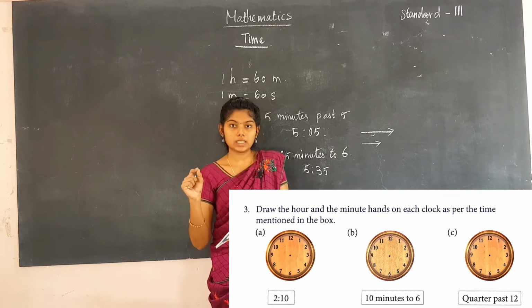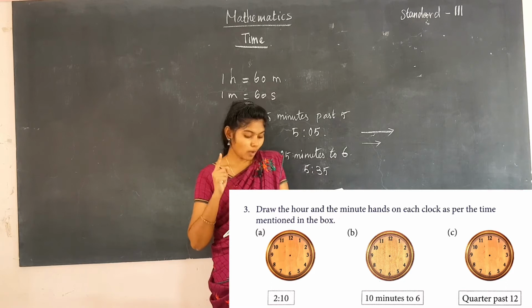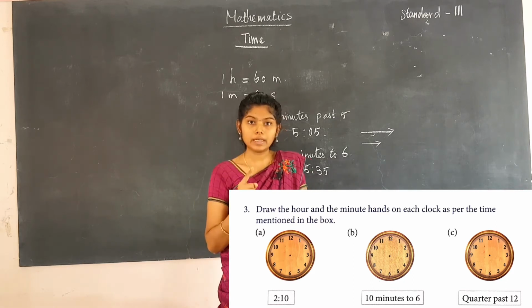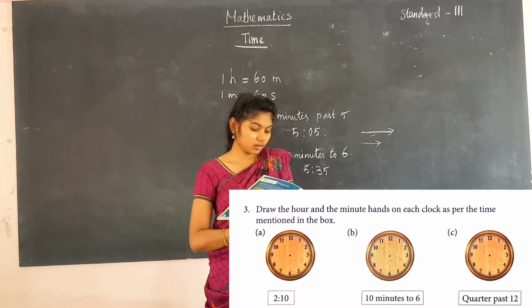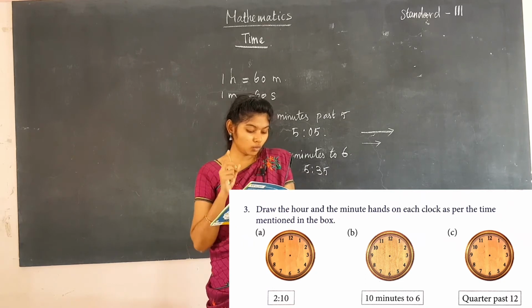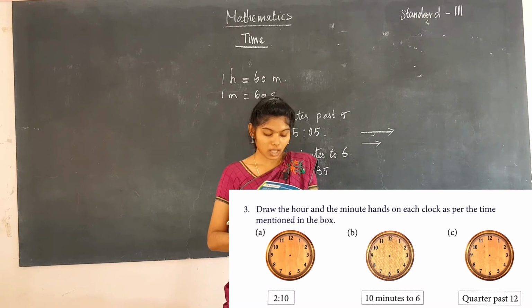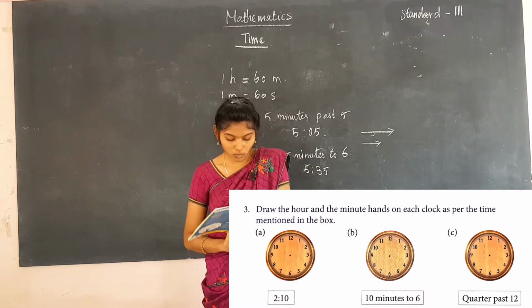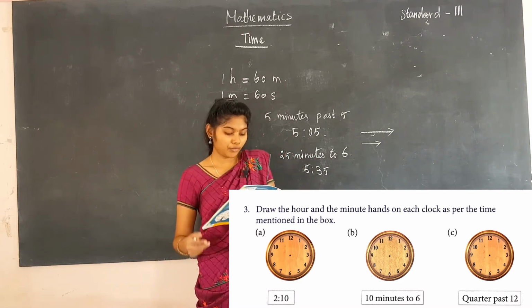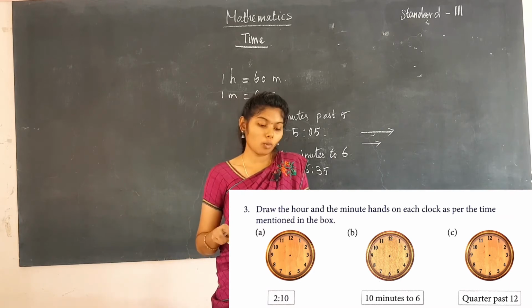Okay. Then the next one, 10 minutes to 6. So 2 6 it is given. 2 6 means it is on the left side. So you know where to mark the long hand, that is the minute hand, on the left side. And you have to find where the 10 minutes will be facing. And the next one, quarter past 12. You are going to find that one and do that one as your homework sum.